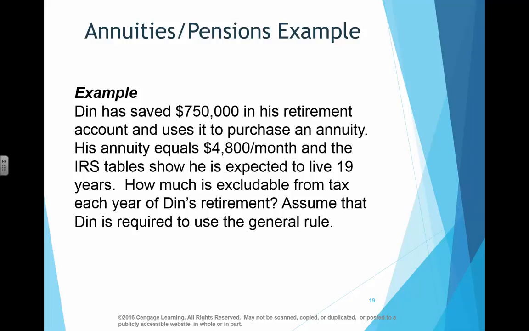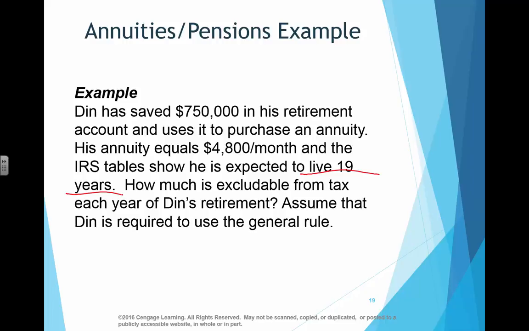And you go to the mortality tables at the IRS, and I'll give you this number. You're not going to have to look them up. The IRS mortality tables say, as a non-smoking male, he's going to live another 19 years. How much of Din's annual payments are excludable? And he's going to use the general rule.